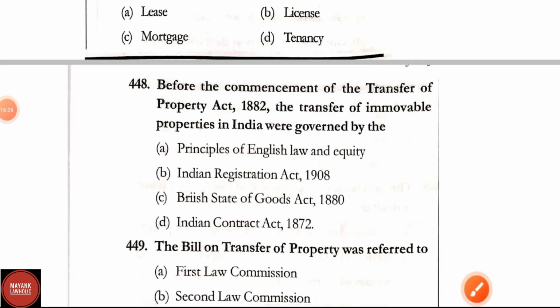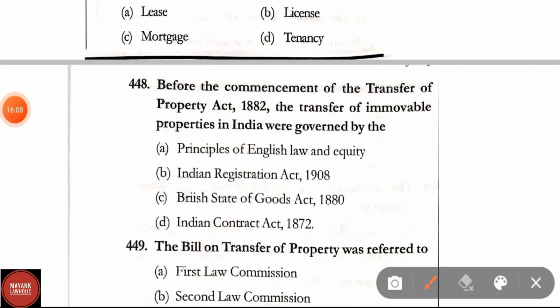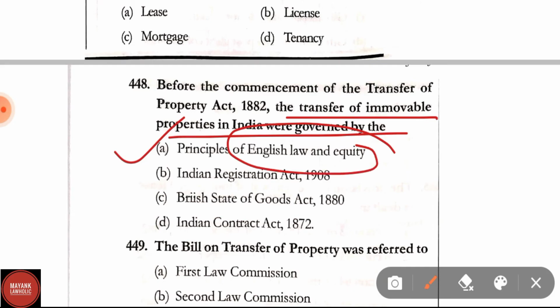Question number 448. Before the commencement of the Transfer of Property Act, the transfer of immovable properties was governed by the principles of English law and equity, Indian Registration Act, British Sale of Goods Act, Indian Contract Act? Correct answer is option A, that is principles of English law and equity.